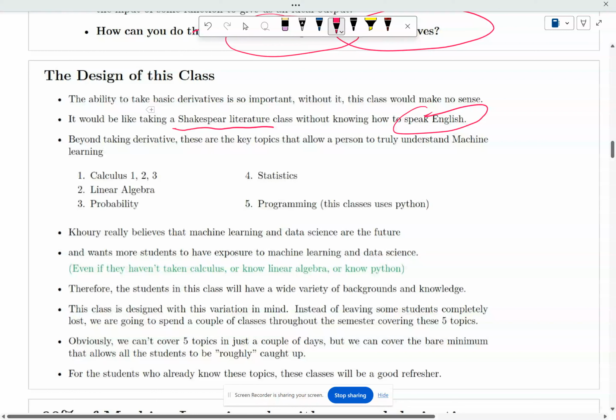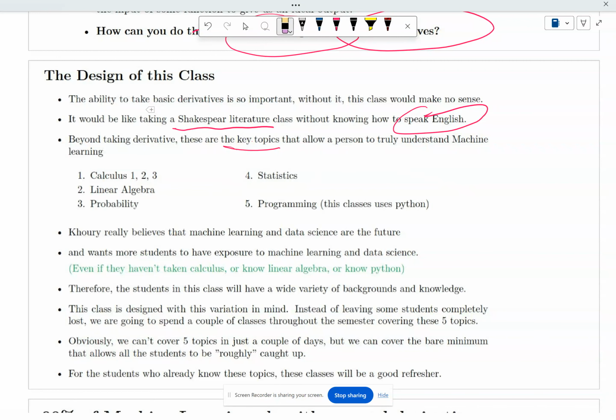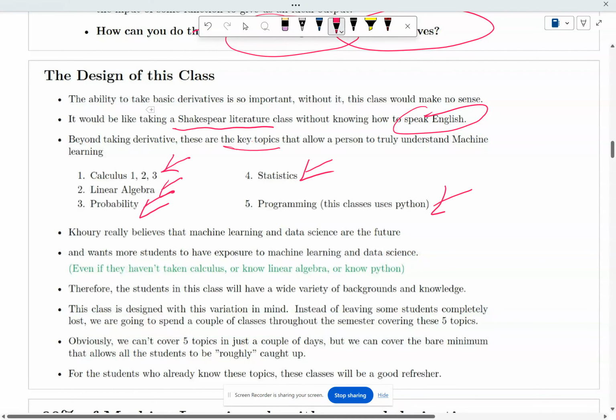However, beyond derivatives, there are many key topics that you would need to learn throughout the semester to really dig deeper into machine learning. Specifically, you want to know a little bit of Calc 1, 2, 3, linear algebra, probability, statistics, and programming. This is why machine learning is not an easy topic. If you want to be very good at it, you need to master all these to really get the full picture, right?